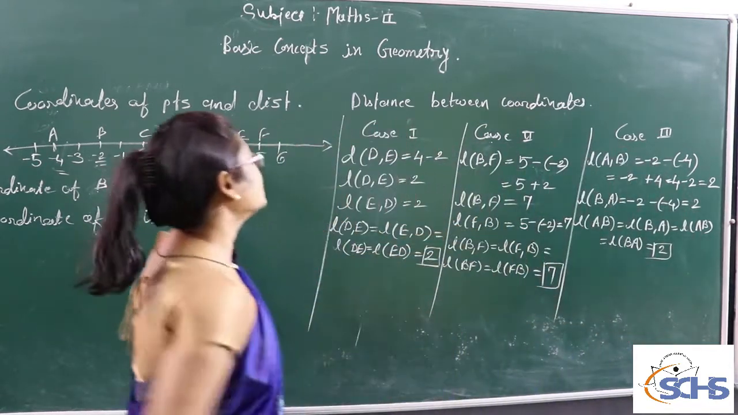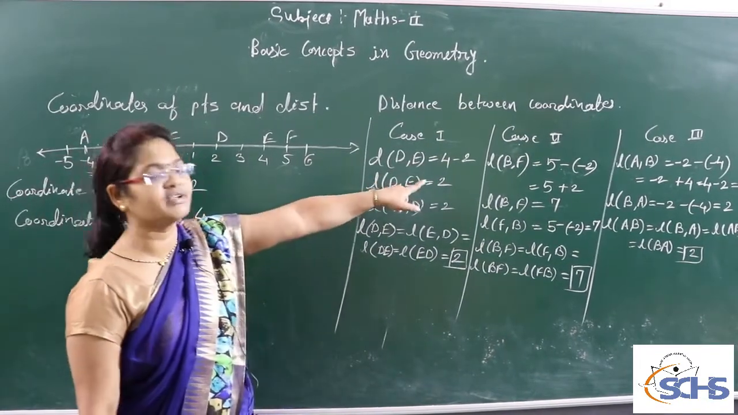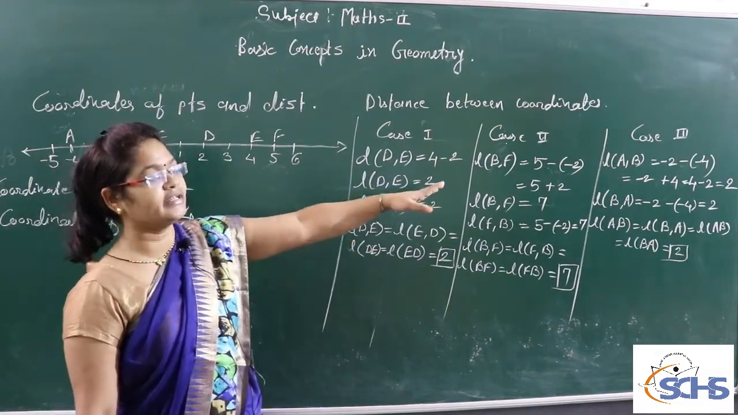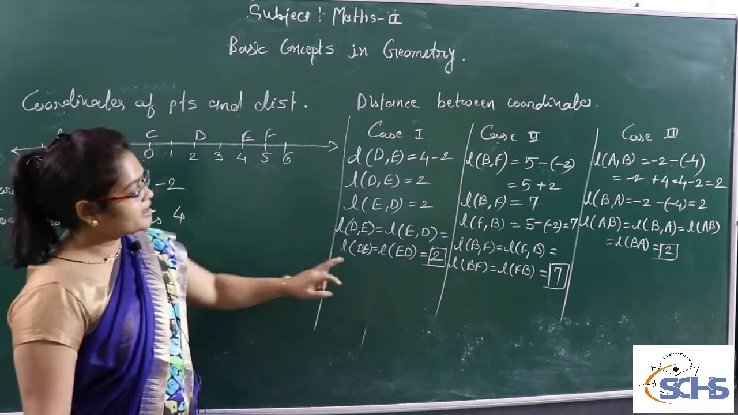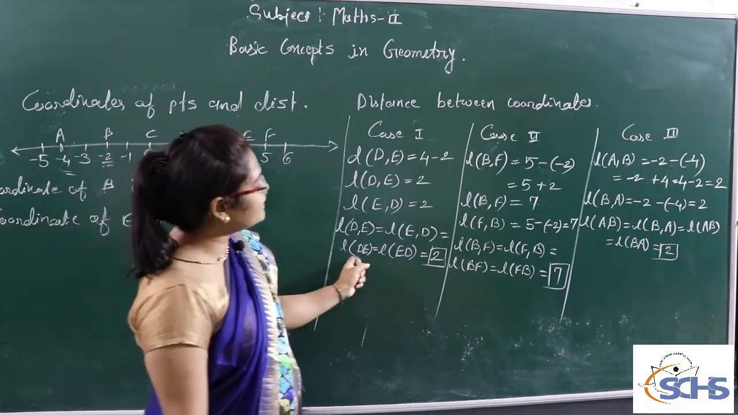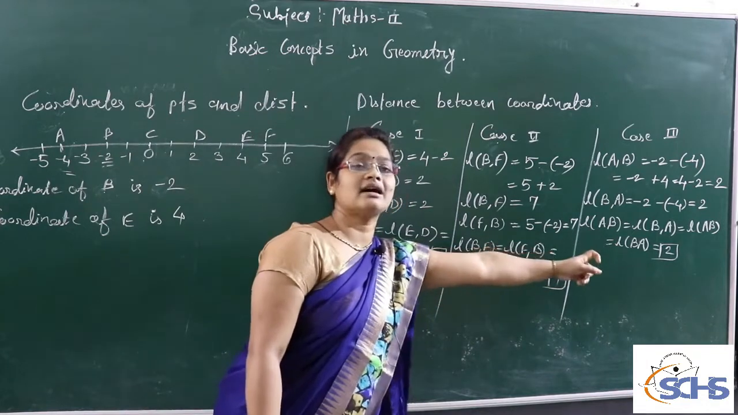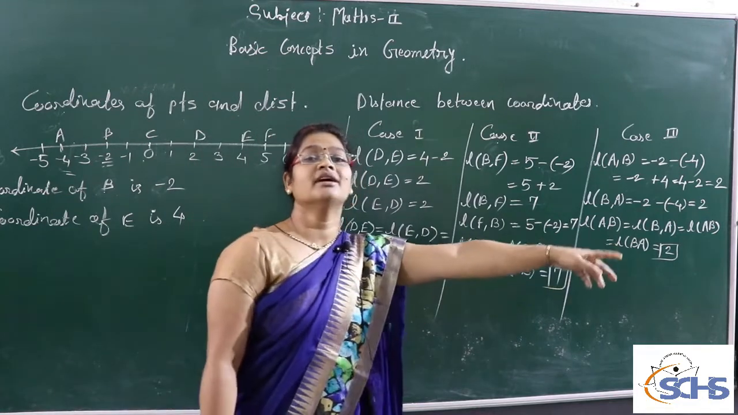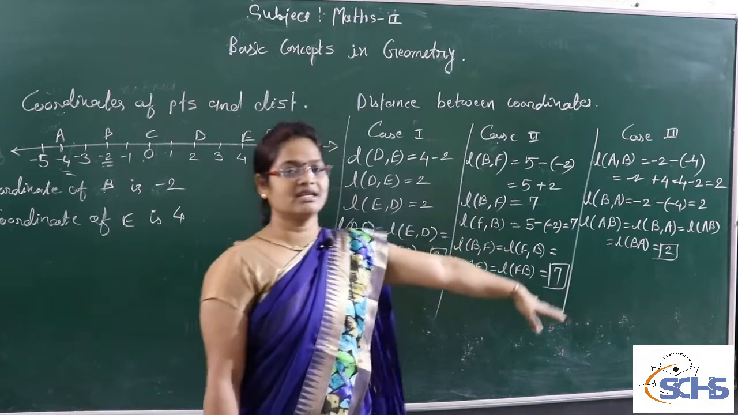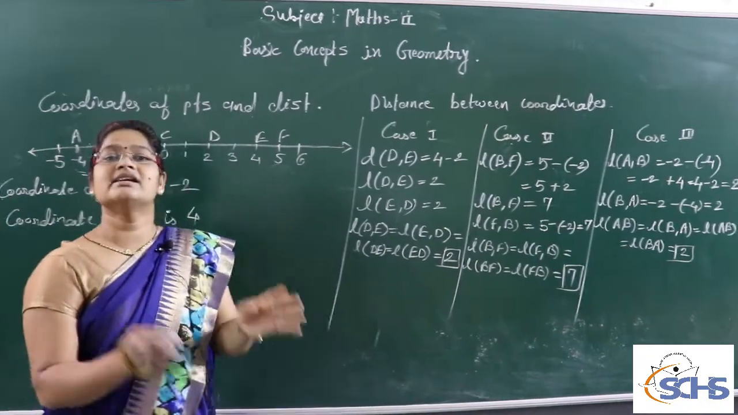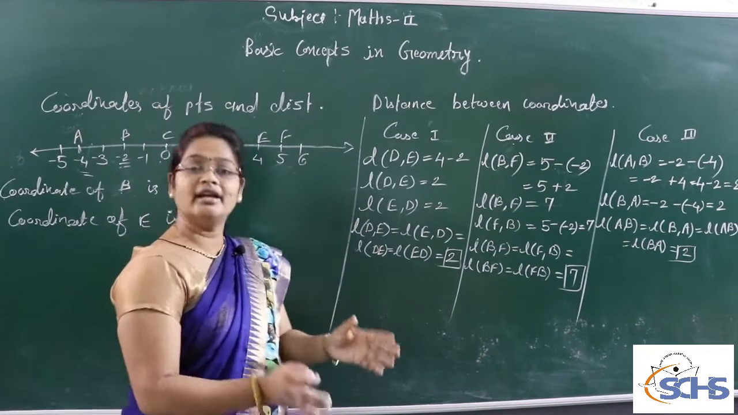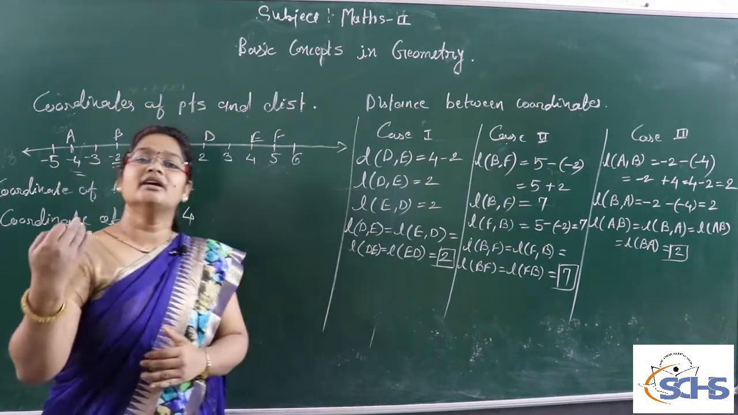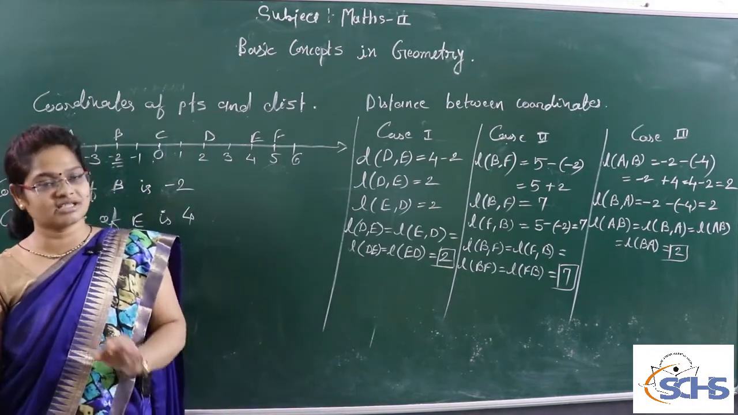Now see all these three cases. In first case we have taken two positive integers, in second case we have taken one positive and one negative integer, and in third case we have taken two negative integers. See, in all the cases we get the length between two coordinates as a positive integer. Now from these three cases we can conclude that the distance between any two coordinates is always a positive number.